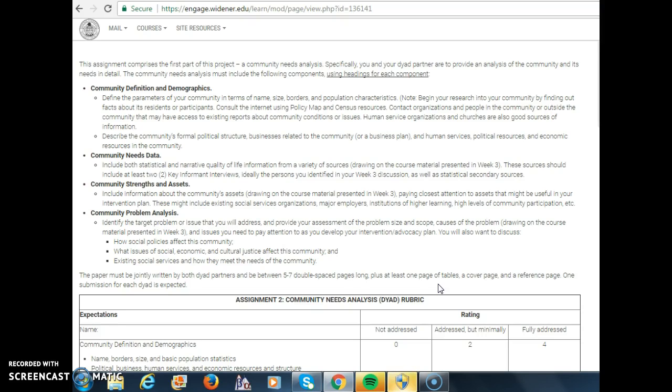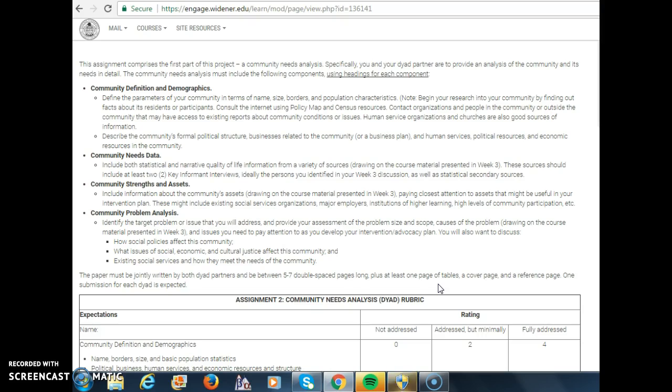If you are working in a group of 3, your paper should be 7 to 9 pages. I want to make sure that the writing is split equitably among group members. So if you're in a group of 3, your paper should be 7 to 9 double-spaced pages, plus at least 1 page of tables, a cover page, and a reference page. Only 1 submission for each group is required. So this is going to be a paper that you write jointly, and you're submitting 1 final paper.